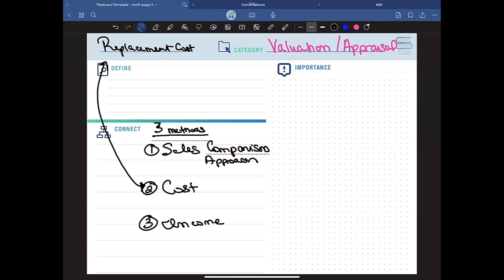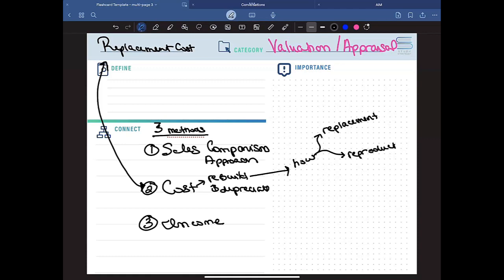So when we talk about the cost approach, basically you have to rebuild and depreciate. And when you rebuild, you have to know how you are going to rebuild it. Are you going to do replacement, or are you going to do reproduction? Does some of that sound familiar? And if you can't remember, would you agree that replacement has an S? And I think S for similar.